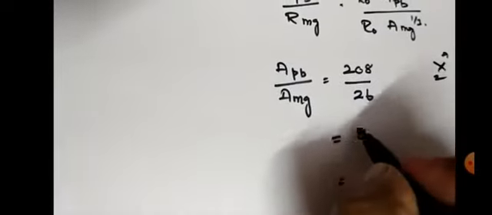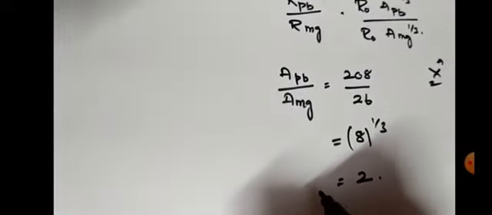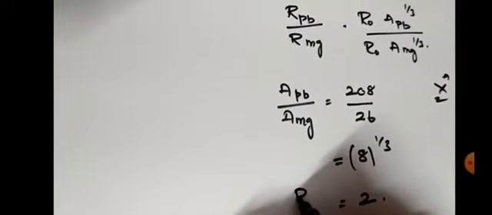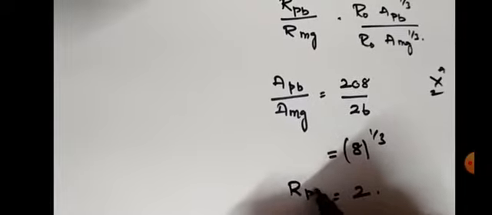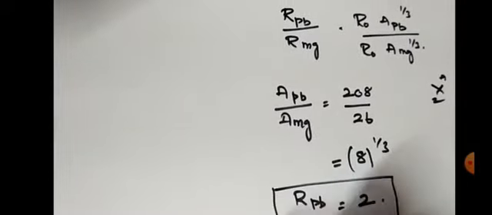So 8 to the power 1 by 3 is equal to 2. That is R of Pb by R of Mg. The ratio, the answer, is 2. The correct answer is option A, which is 2.